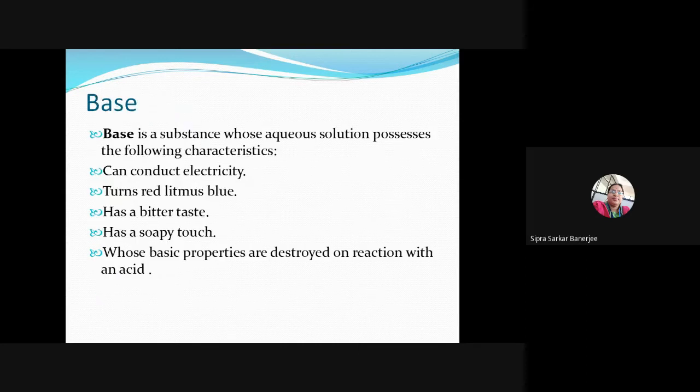Now coming to the base. A base is a substance whose aqueous solution possesses the following characteristics. It also conducts electricity, turns red litmus blue, has a bitter taste, is soapy and slippery in nature, and its basic properties are destroyed on reaction with an acid. So these are the properties of bases.